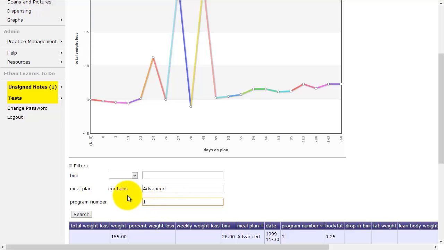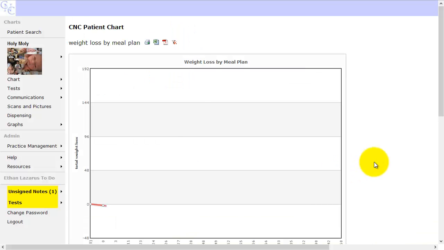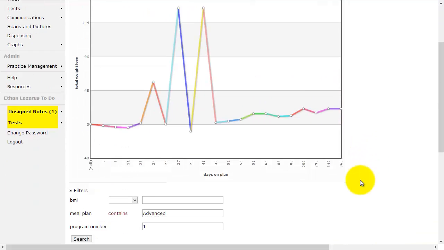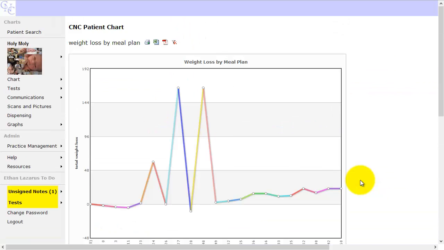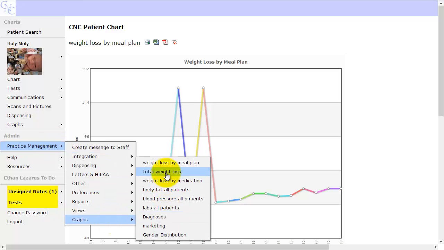Or you could filter for patients doing it for the first time. Remember program numbers, you might want to filter out patients on their third attempt at weight loss and just look for patients that had their first attempt. So a quick way for you to take a look at your weight loss by meal plan. The other graphs work similarly.